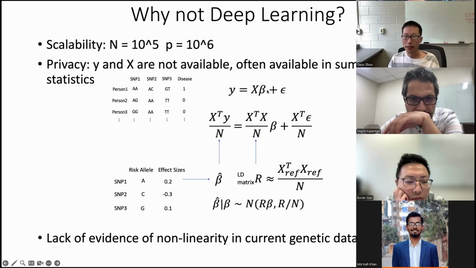So one question you may be asking is, these are all prediction problems, and we all know deep learning is very successful in solving prediction problems. So why does this field not use deep learning for genetic risk prediction? I think there are three main answers. The first is scalability. Because the training sample size is typically 10 to the 5, and the number of SNPs is typically at the millions level. So this kind of large dataset really makes computation very hard for a very deep neural network.